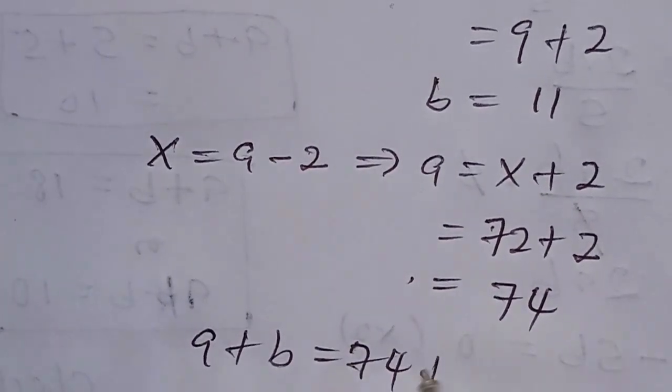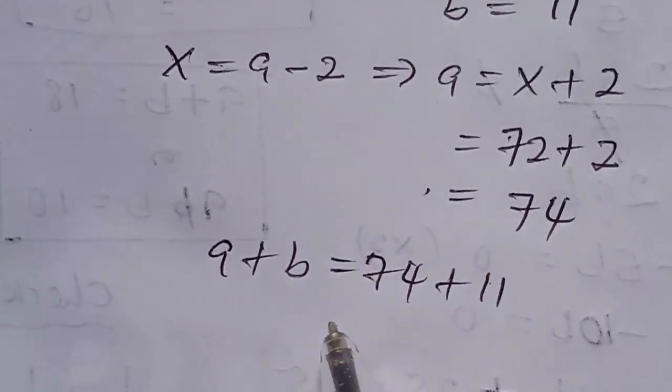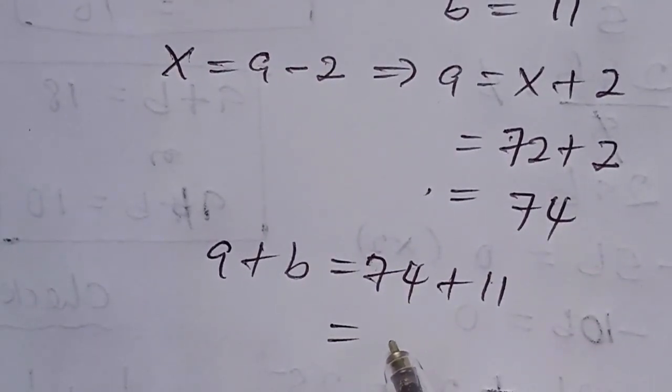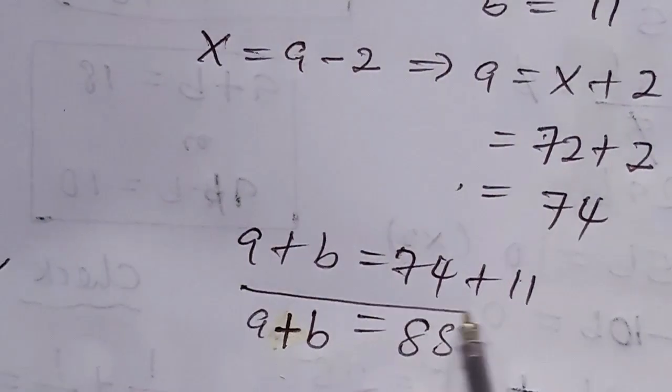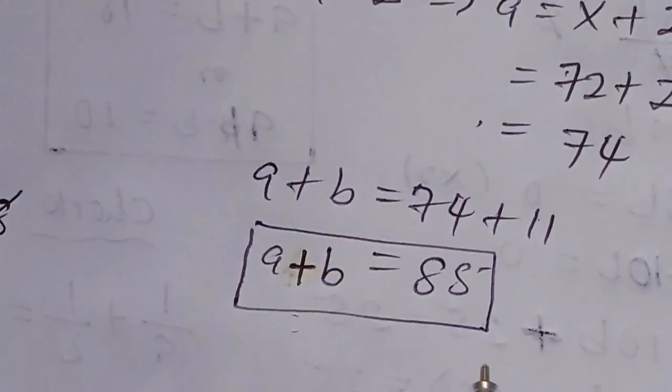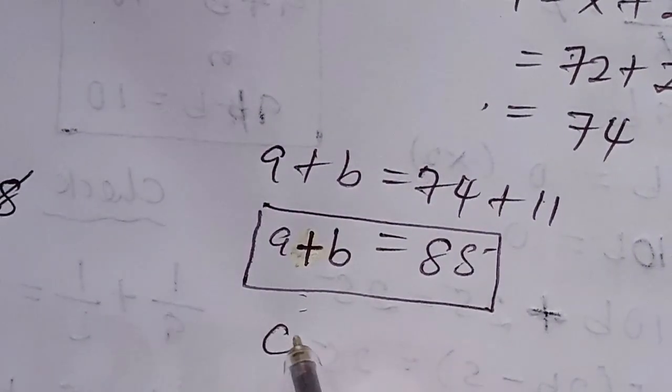So now for case 2, it implies that a plus b will now be equal to 74 plus 11, and that will give us 85. So a plus b will now be equal to 85 for case 2. Now moving on to case 3.